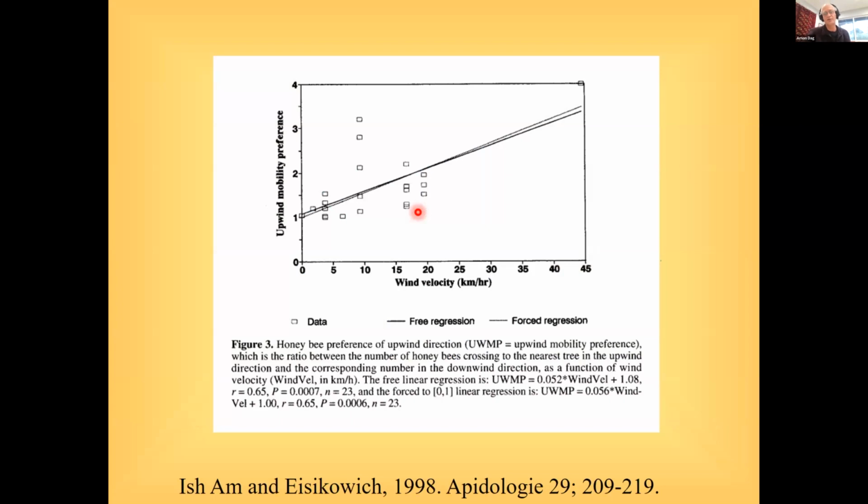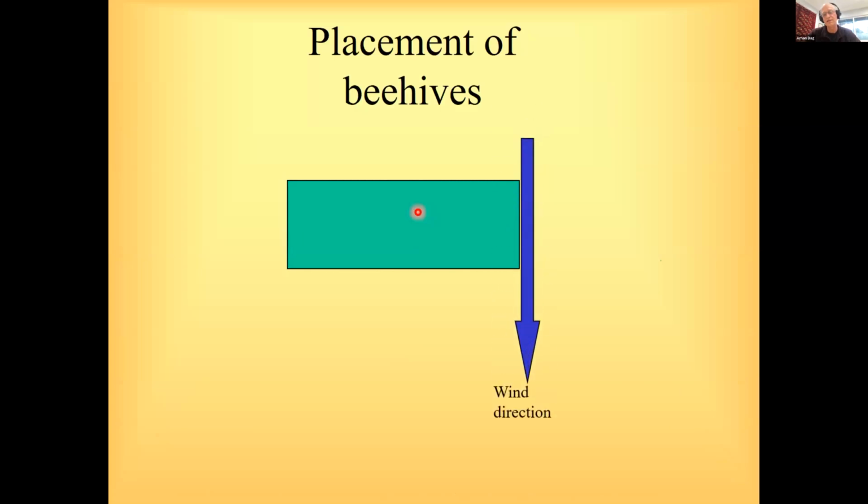There is an advantage in placing the hive in a way that the wind will come from the orchard to the bees during the foraging time. There is a tendency of the bee to fly upwind. So if the wind direction during the foraging hours is in this direction, we will prefer to place the hive at this side of the orchard.